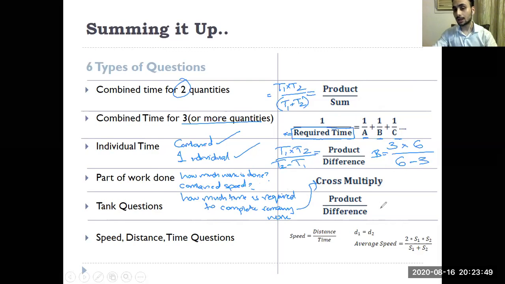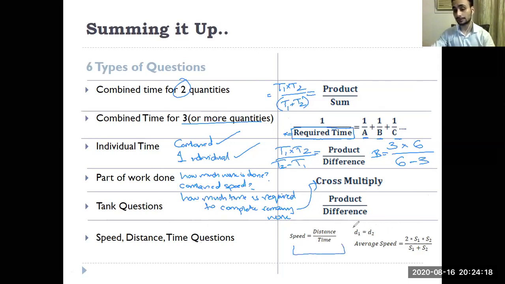Tank questions are a culmination of all we've studied so far. कुछ मुश्किल नहीं है इसके अंदर. एक तरफ से आपकी टैंक फुल हो रहा होता है, एक तरफ से टैंक एम्प्टी हो रहा होता है, एंड इसको करने के लिए the simple formula is product divided by difference. Product of inflow into outflow divided by inflow minus outflow. Yeah, the greater amount minus the smaller amount. And the last type that we did was speed is equal to distance over time. This formula that you've written over here.